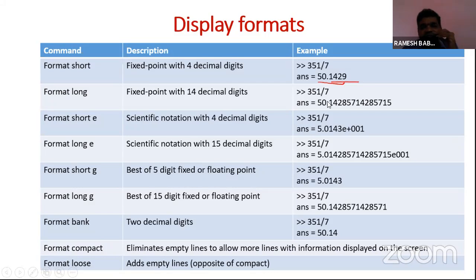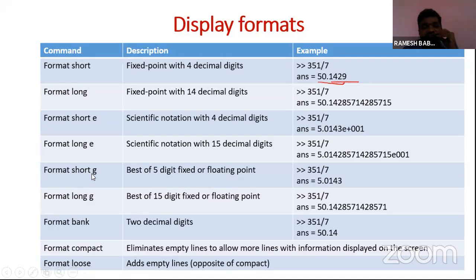Whereas if you want to go for 14 decimal digits, that is format long. If you use format long, we can go for 14 digits. And format short e gives you the exponential point of view, like 5.01143e+001. This is also a format. Here also there is long e, where 15 decimal digits can be used, in exponential form.